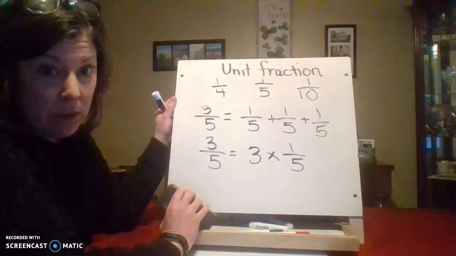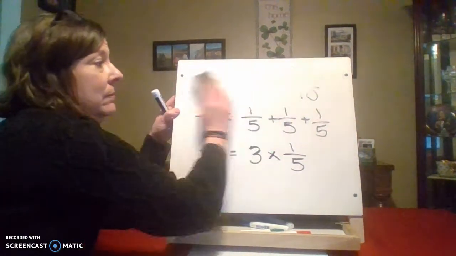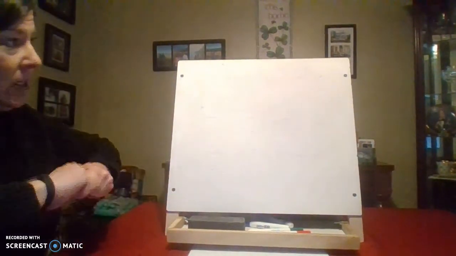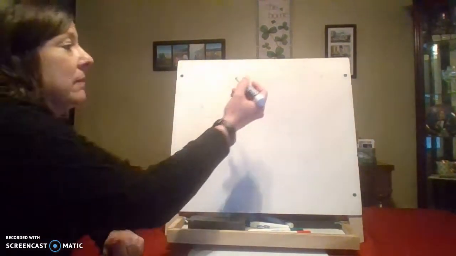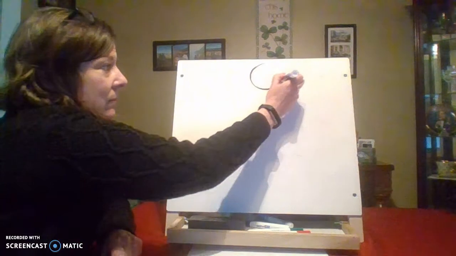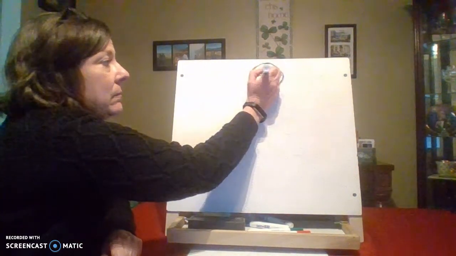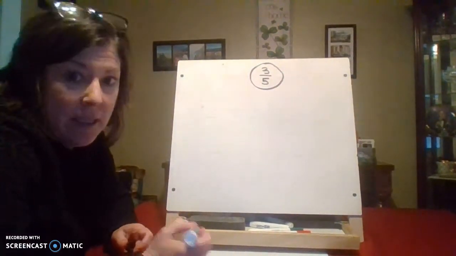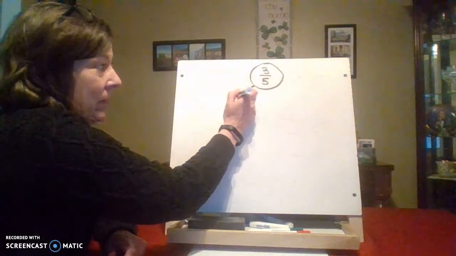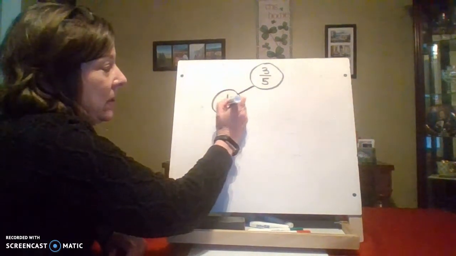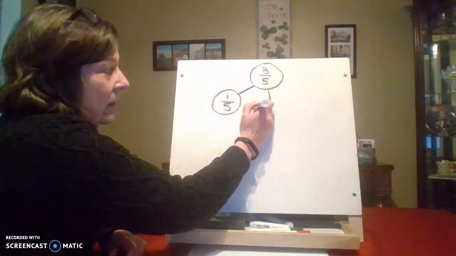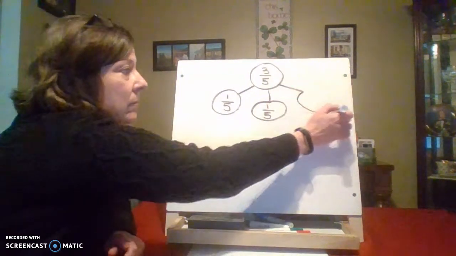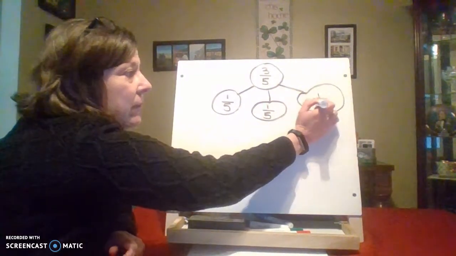What you're also going to see a review of is the number bonds. So I'm going to take that same 3/5 and I'm going to represent it using number bonds. Maybe it'll look like this: 1/5, another 1/5, and another 1/5.